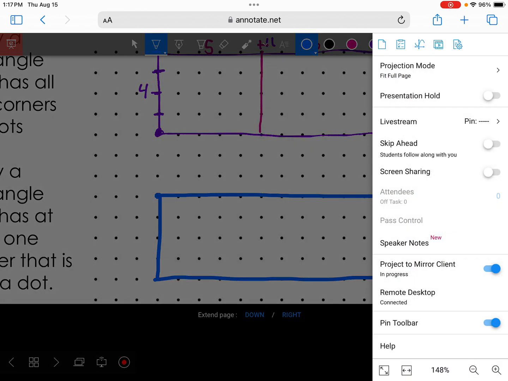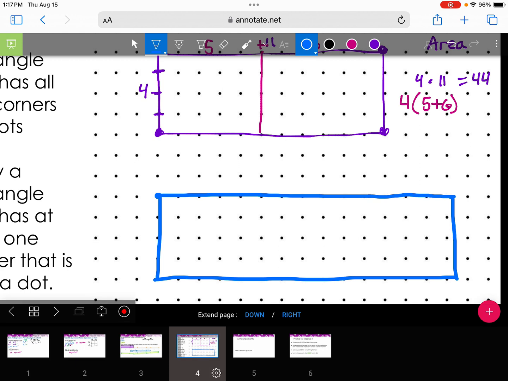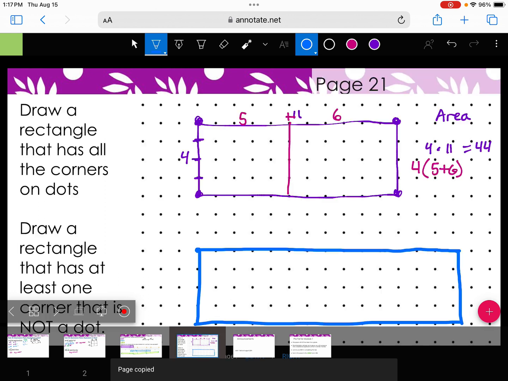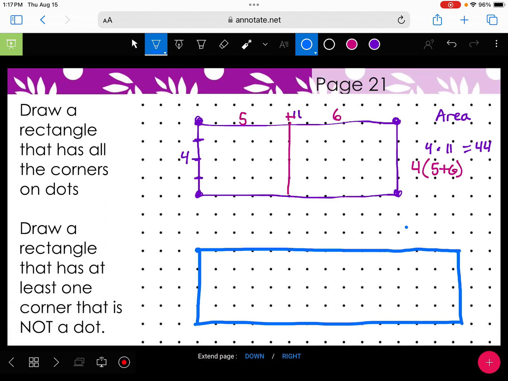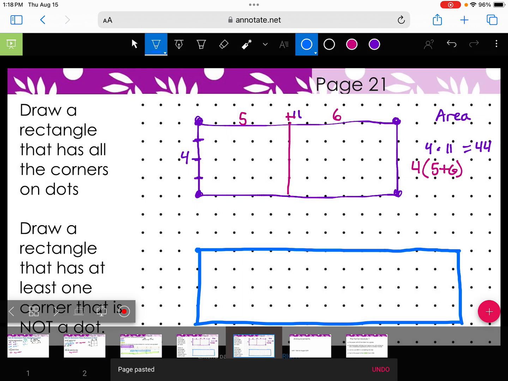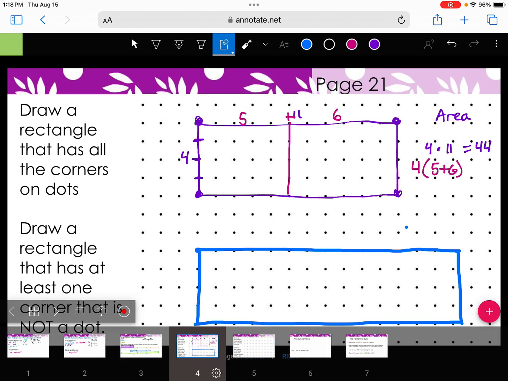At least one that's not on a dot. It doesn't matter. You don't have to do 4 height. You can do whatever. I'm just trying to make it not be all the way at the bottom. Stop. You okay? There we go. Okay.